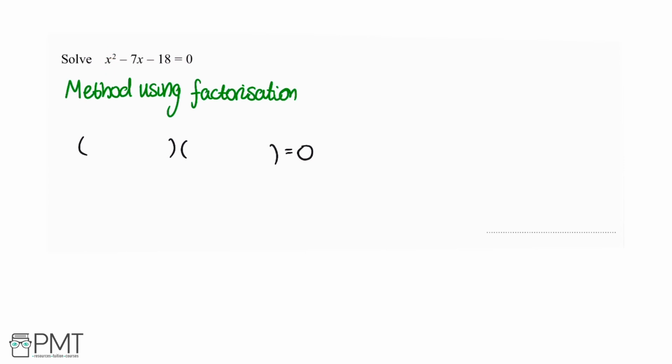So I know I must have an x here and an x here, because when I multiply out the brackets, I want to have x multiplied by x giving me x squared. Now for the second terms in the brackets, we need them to multiply to create this term here, so minus 18. And we need them to add to give us the coefficient of this term, so minus 7.